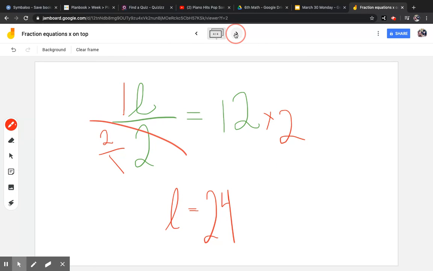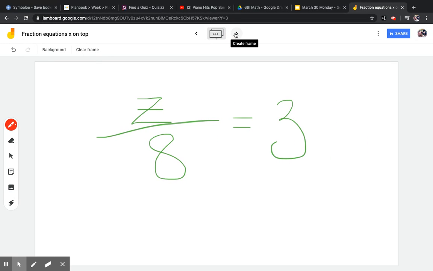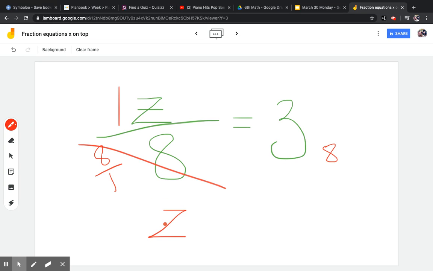And one last practice one. I have z over 8 equals 3. Okay, technically it's 1z over 8. The opposite of 1/8, or the reciprocal, or the inverse, is 8 over 1. That cancels it out. Then I'm just going to multiply. What is 3 times 8? Z equals 24.